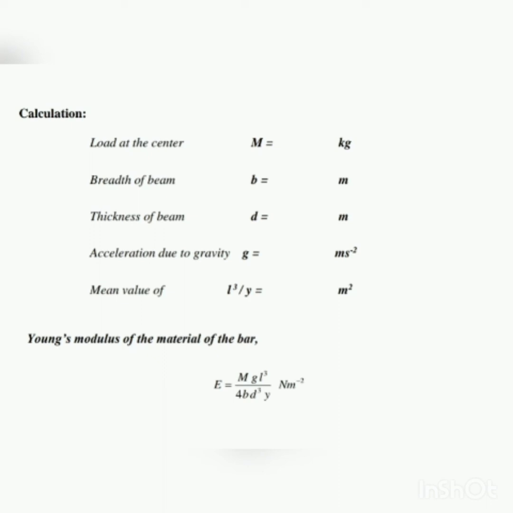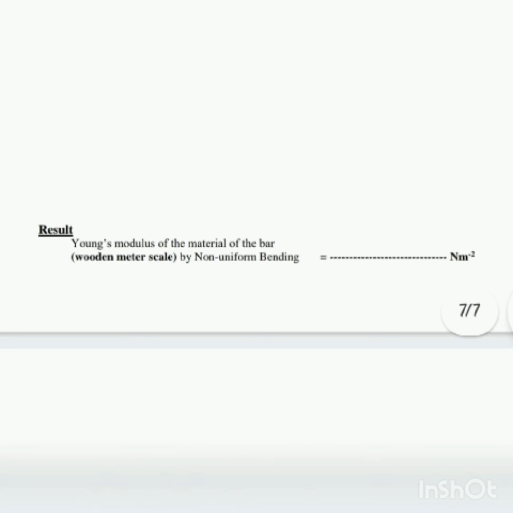bar. And for a wooden beam, the absolute value, or actual value, of this Young's modulus is 1.0 into 10 power 10 Newton per meter square. So for you people, 0.6 to 1.1 into 10 power 10 Newton per meter square is accepted. So the final result of this experiment is Young's modulus of the material of the bar by the non-uniform bending method. The result must be noted here. Thank you, students.